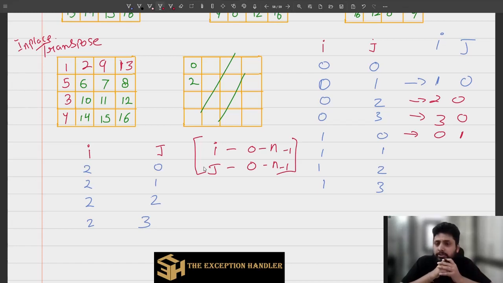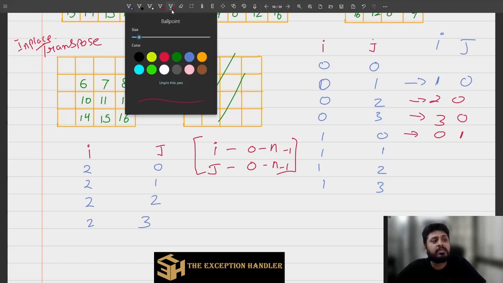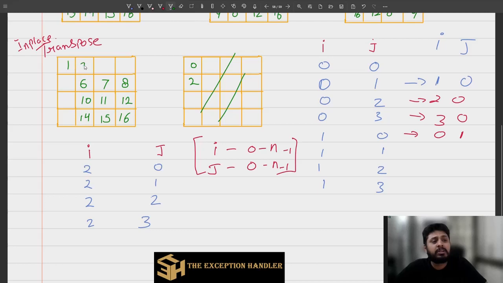Now what is the solution? The solution is very simple. Let me go back to the original matrix and then we'll figure out the solution. 1, 2, 3, 4, 5, 9 and 13. Now the solution is simple.